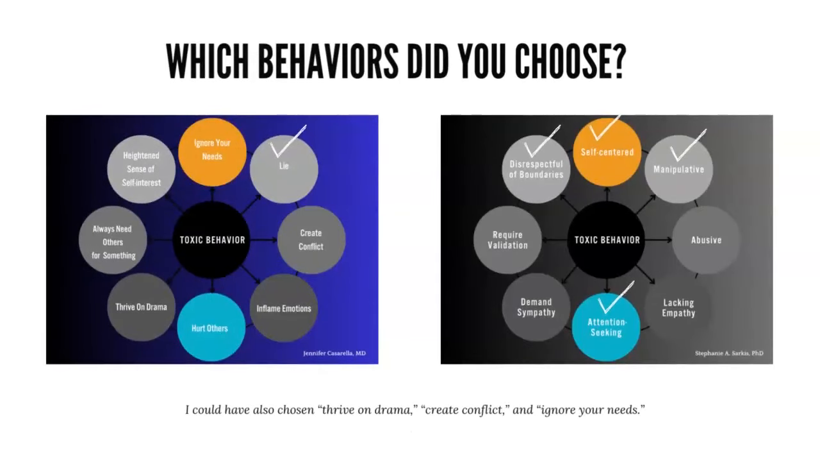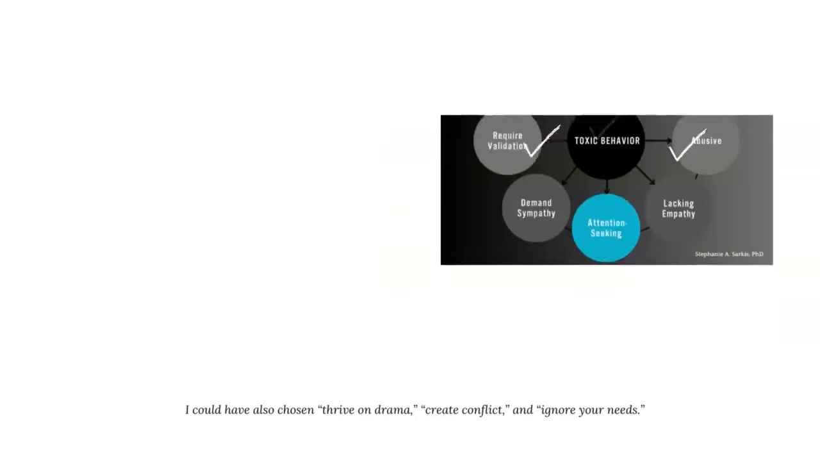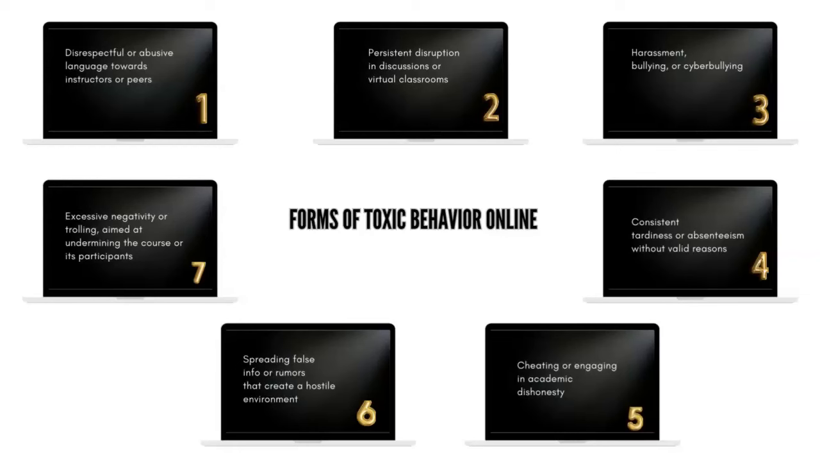I chose manipulative, self-centered, attention seeking, disrespectful of boundaries, and lying, or should I say, bending the truth. But let's take it a step further. Which of these online toxic behaviors are evident? I chose 1, 2, and 7.